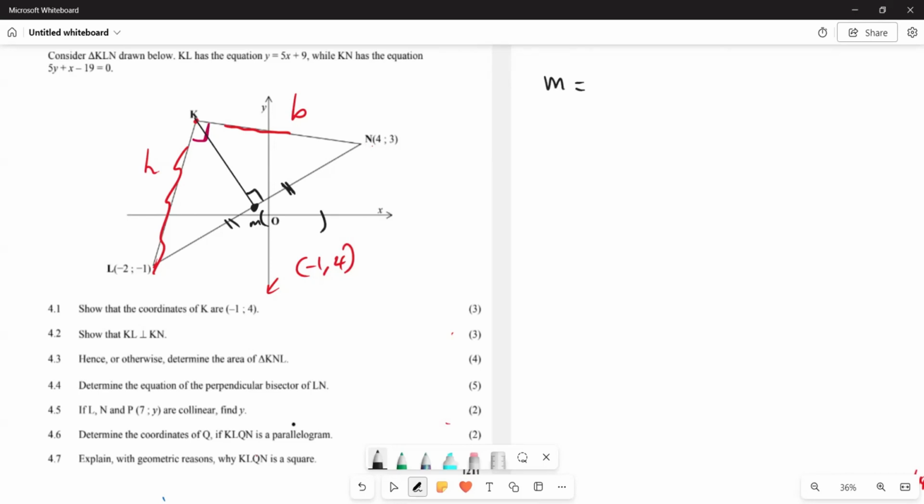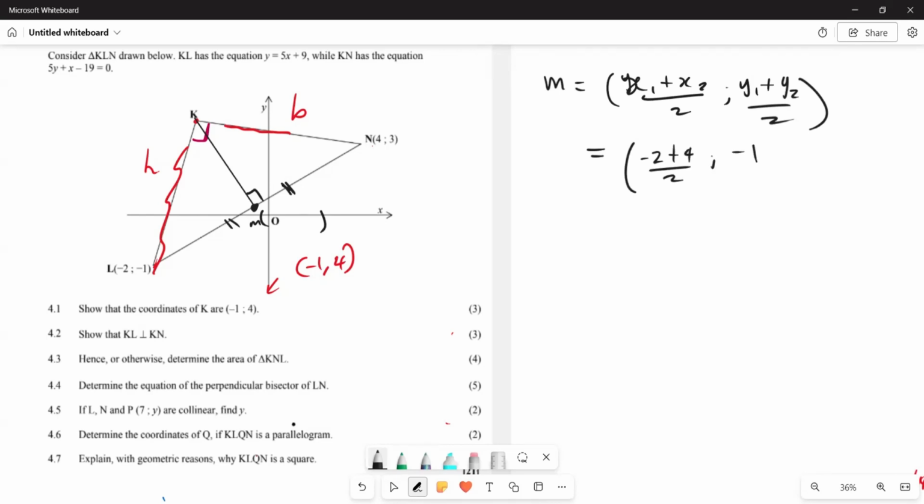So now we are going to apply the midpoint formula, x1 plus x2 over 2, y1 plus y2 over 2. The x part is -2 plus 4 over 2. The other one is -1 plus 3 over 2. And what is it that you're going to get? You're going to get the midpoint, which is (1, 1). So the coordinates of M are (1, 1).